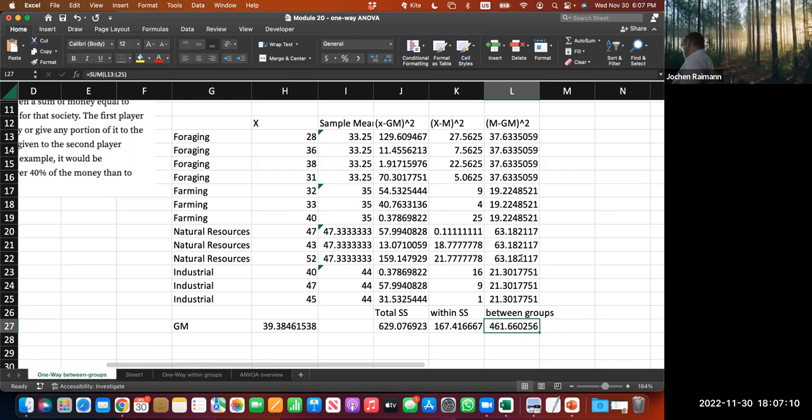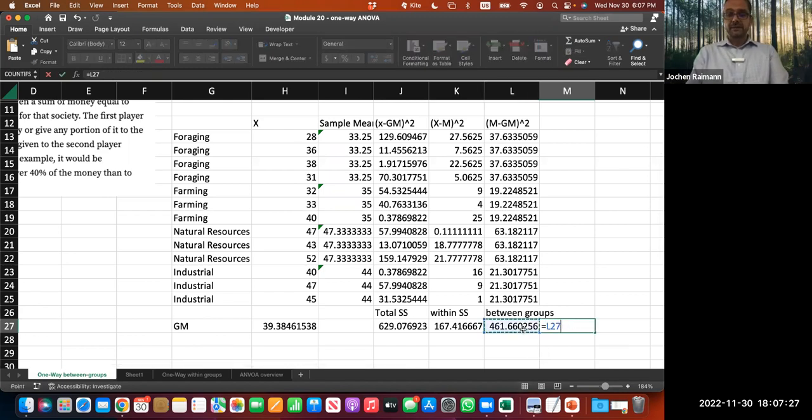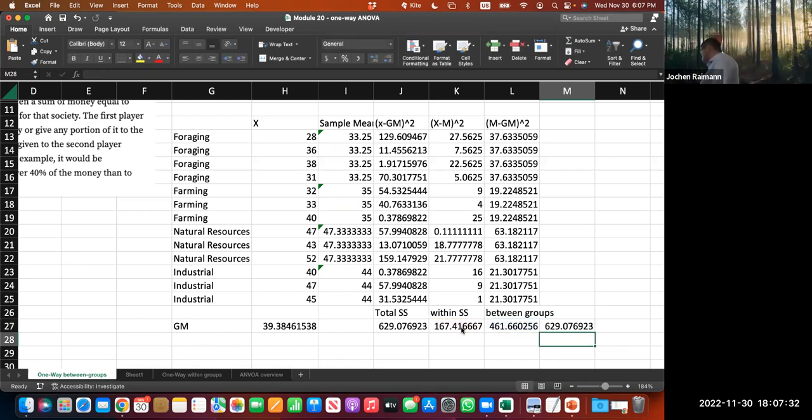If you do M minus GM for the exact number of entries for each individual score, this sums up to the between groups variance, or sum of squares, sorry, not variance yet. So there's also an arithmetic dependency logically between that and that. So sum of squares can also be calculated by just adding up within groups and between groups sum of squares, right? So that comes to the same value.